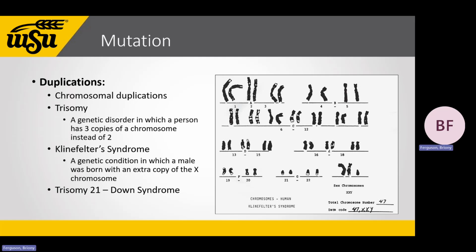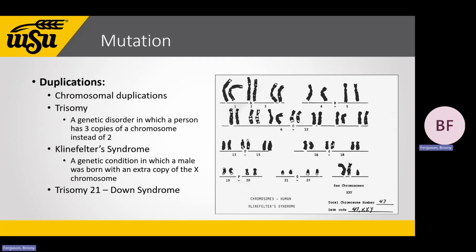But you can also have duplications on your sex chromosomes. For example, Klinefelter syndrome, which is a genetic condition where a male is born with an extra copy of the X chromosome. Now, intersex people, there are a lot of versions of sex chromosome duplications. So you can have XXY like Klinefelter's, you could have XYX, you could have XXX. There are a lot of different versions. Klinefelter's is a little bit more common, and we know a little bit more about it.